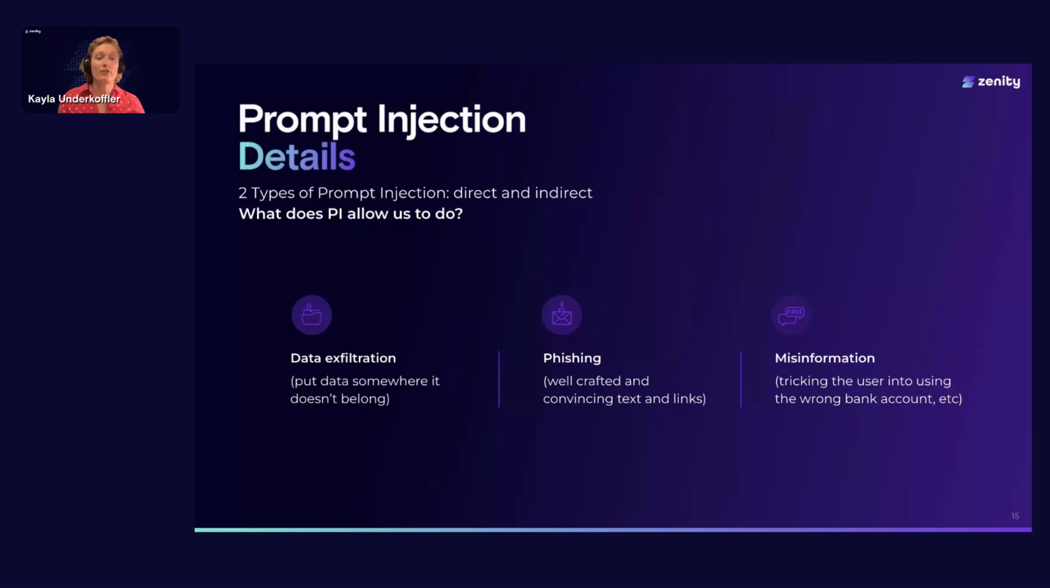The results of prompt injection allow us to do so many things. In the end, it's a compromise of an asset. So it's data exfiltration, it's phishing, it's misinformation. All of those things are the result of prompt injection in the environment. And again, this is something that we cannot eliminate. We cannot eliminate this risk.